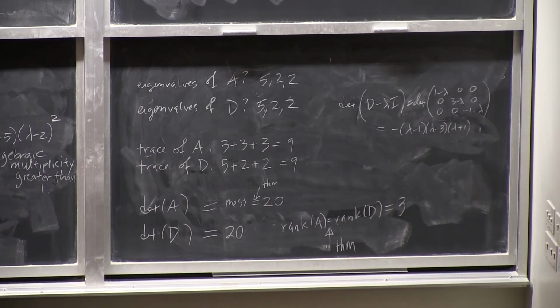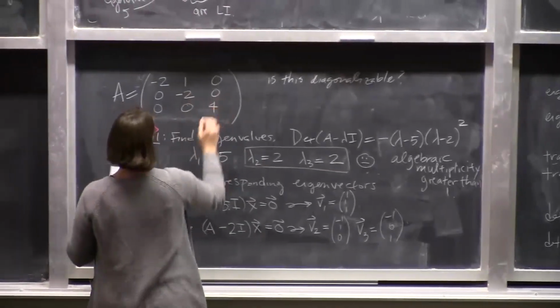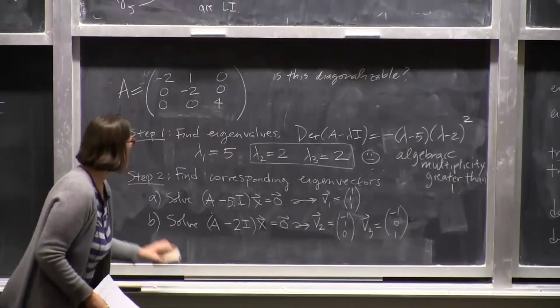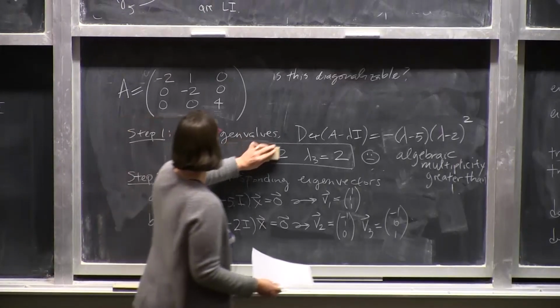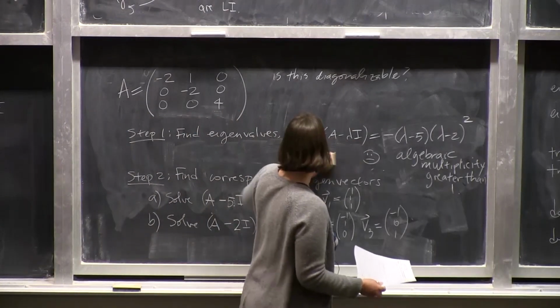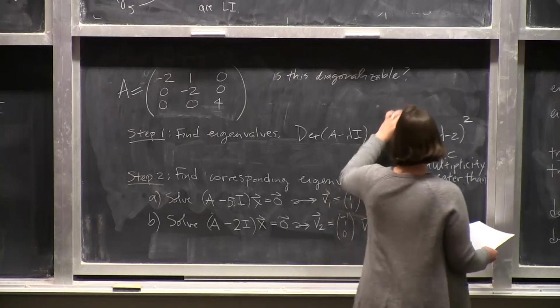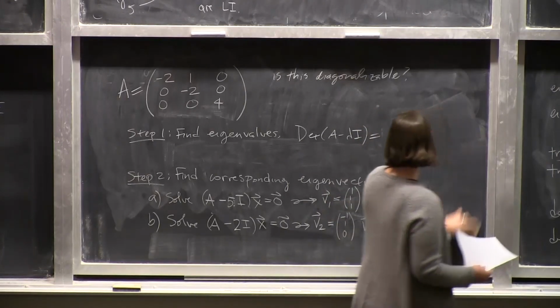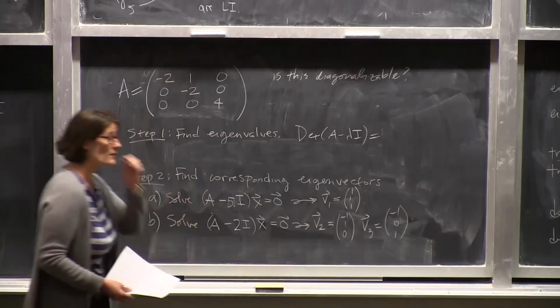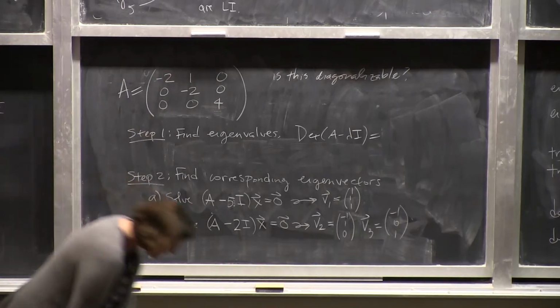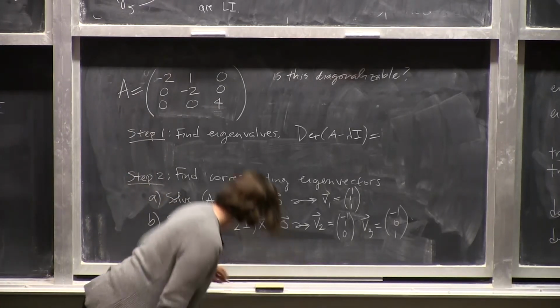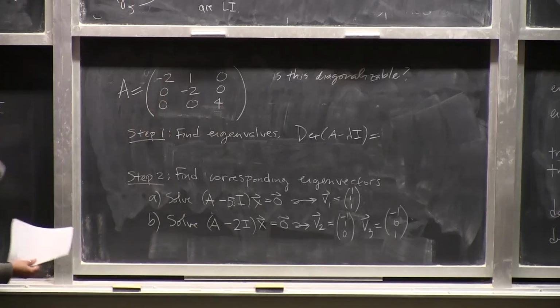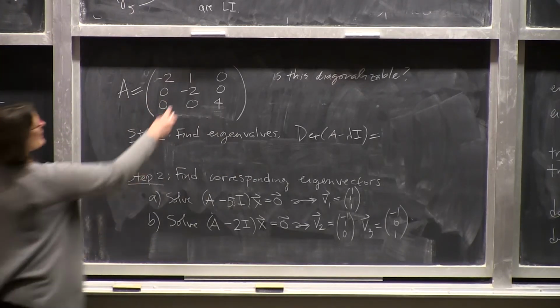Okay. -2, 1, 0, 0, -2, 0, 0, 0, 4. All right. So step 1. Is this diagonalizable? It looks so close to being diagonalizable. Maybe we can somehow get rid of that 1.